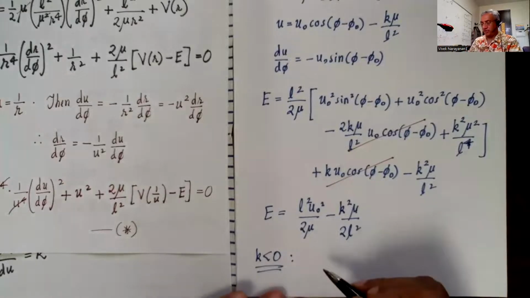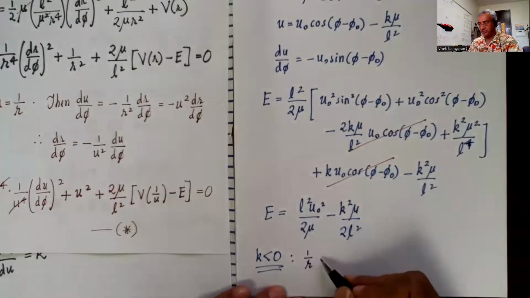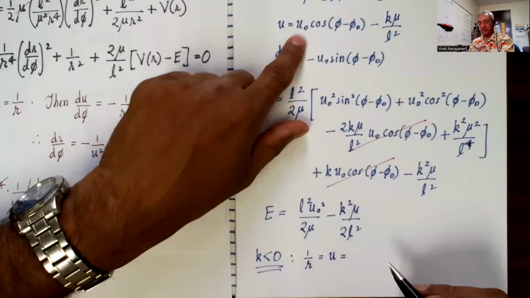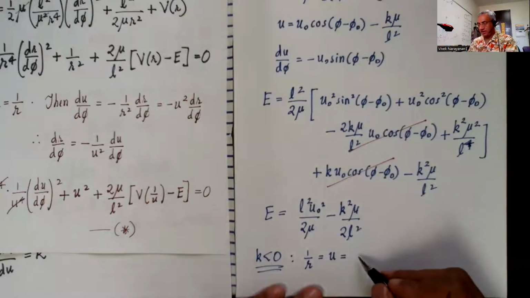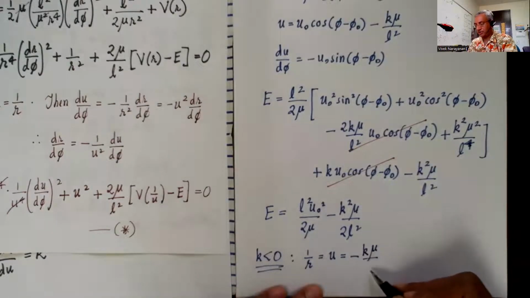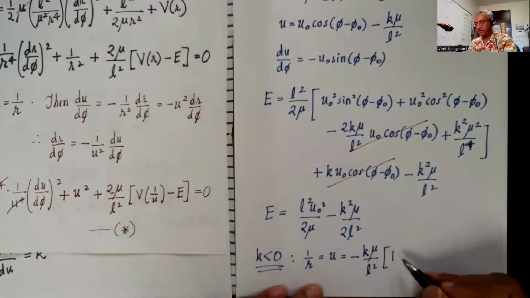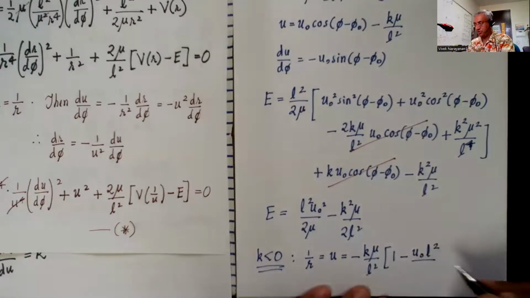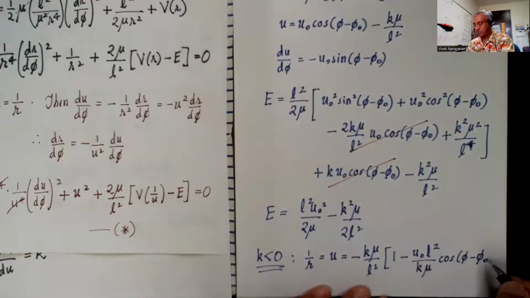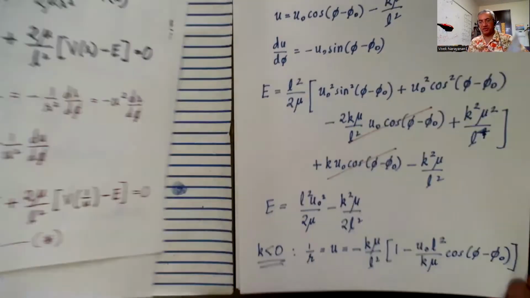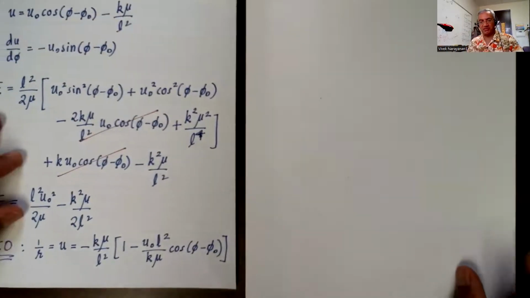If k is less than 0, we can write the equation for u as follows. 1 over r, which is the same as u, I'm going to write it in the following way. I'm going to take negative k mu over L squared outside. Then I just have 1 from that. And this one I have to repair, and the repair is just put the reciprocal of what you took outside. All right, so we're getting close to the solution that Newton gave.